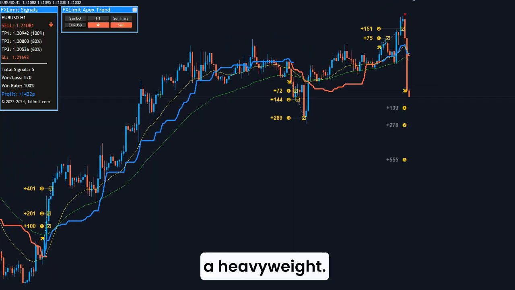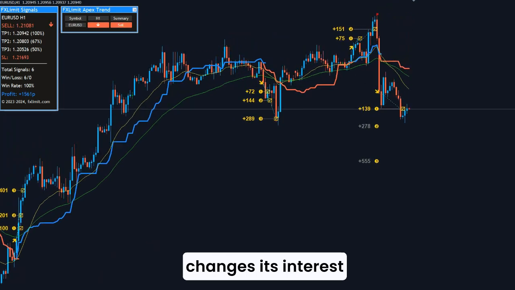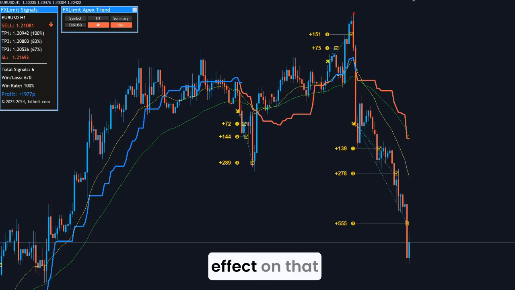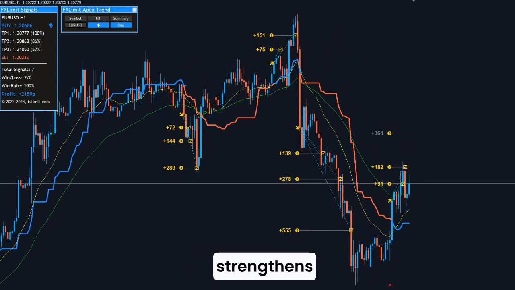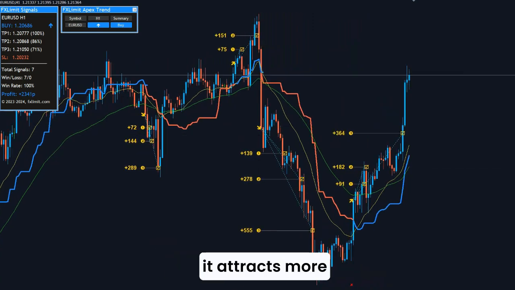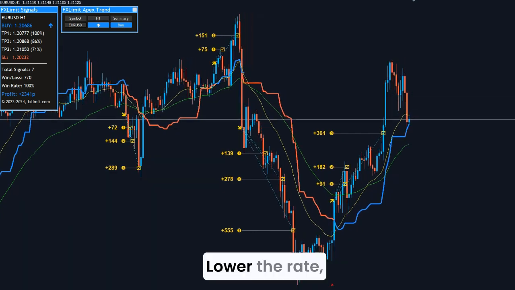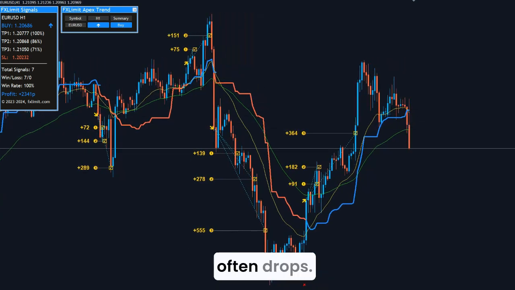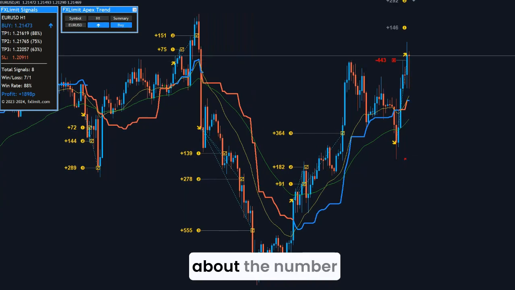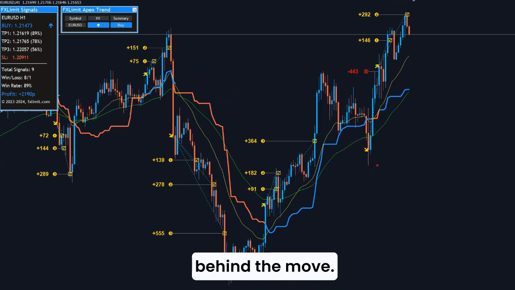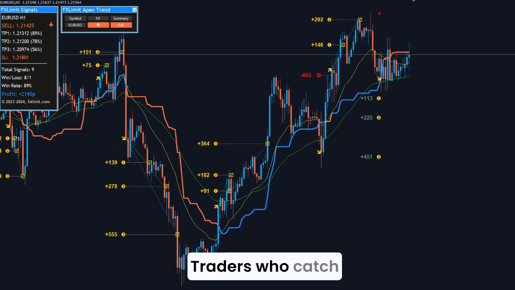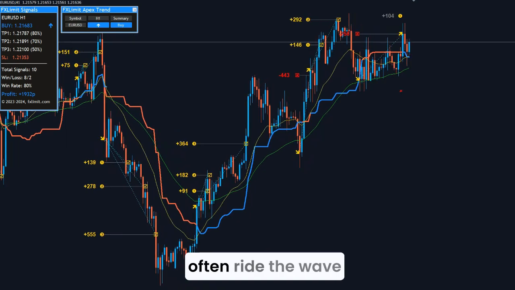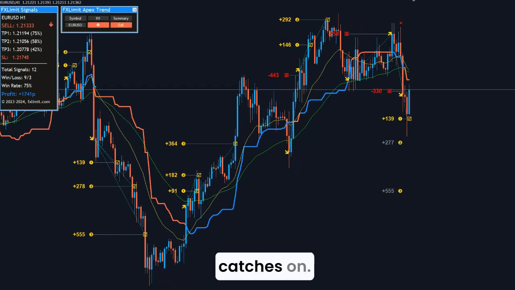This one's a heavyweight. When a central bank changes its interest rate, it has a direct effect on that country's currency. A rate hike usually strengthens the currency because it attracts more foreign capital. Lower the rate, and that currency often drops. It's not just about the number, it's the message behind the move. Was it expected? Was it a surprise? Traders who catch those shifts early often ride the wave before the rest of the market catches on.